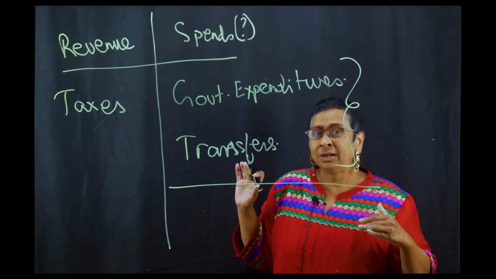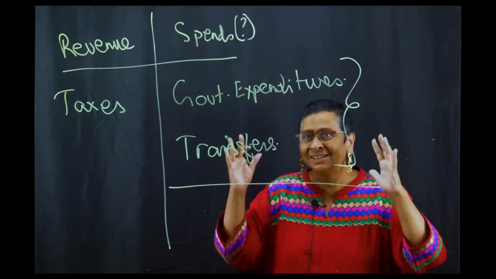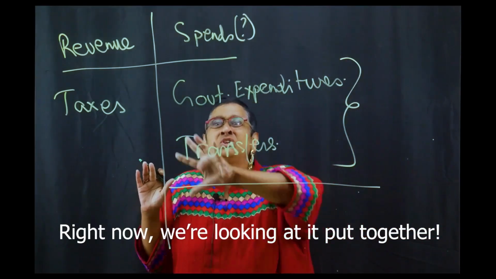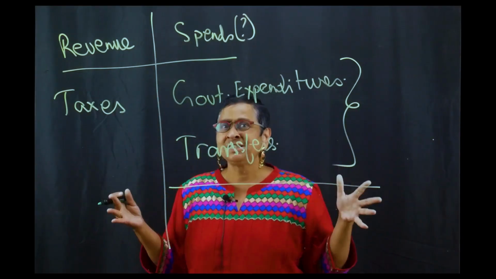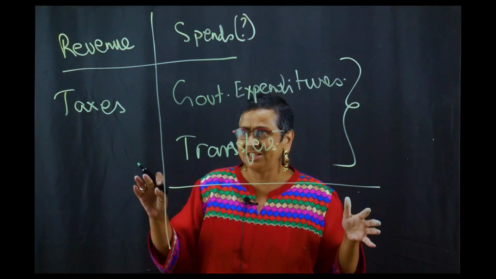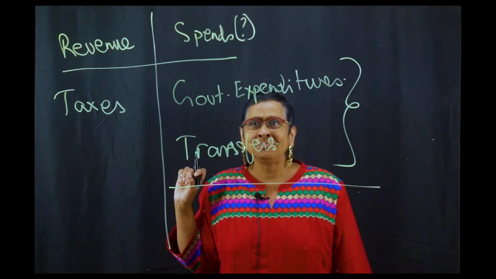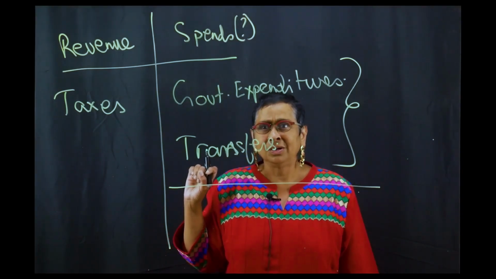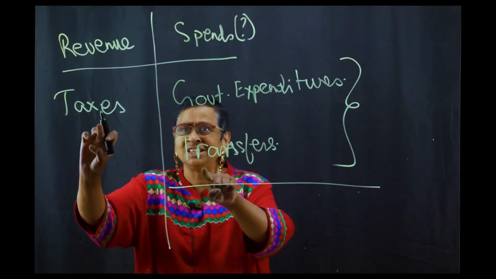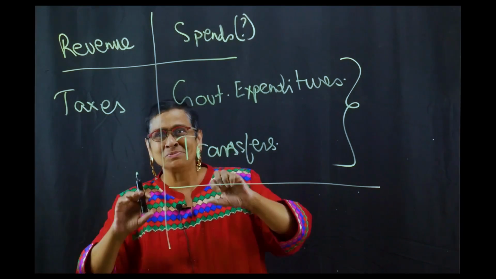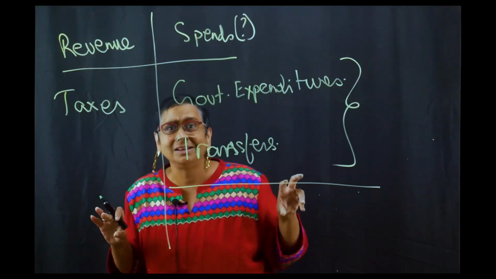But overall, our focus right now is that I'm less focused on who's getting it, but I'm looking at it put together, right? So we're going to look then at the impact of this government budget, which has three categories I'm interested in: taxes, transfers, government expenditures. And we're going to look at the impact of that on my circular flow by focusing on whether or how, by adjusting any of these three items, I can change my equilibrium level of income. And if so, how can I do that in a way to intervene in recessions?